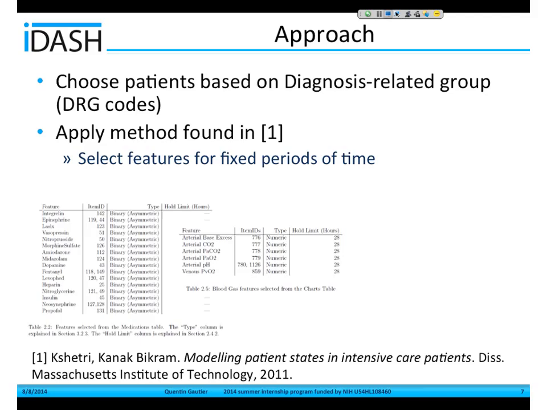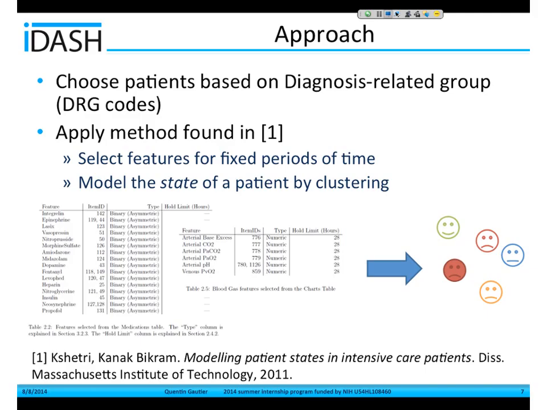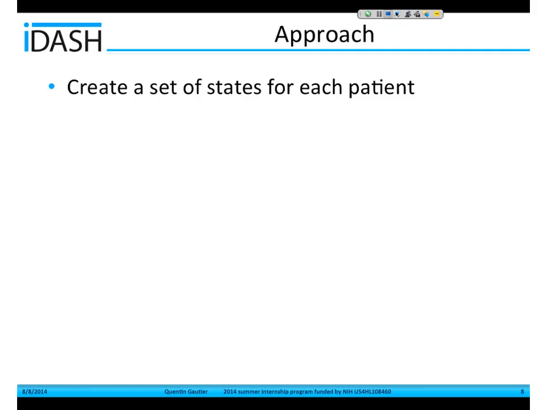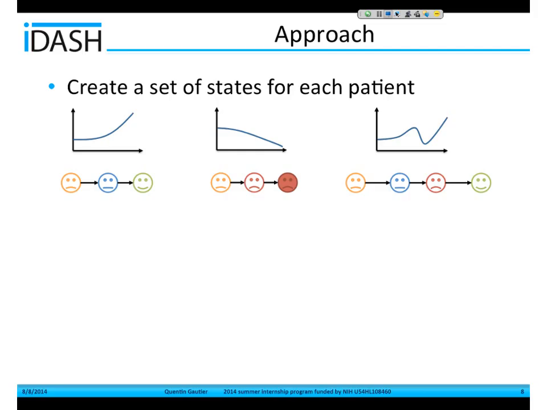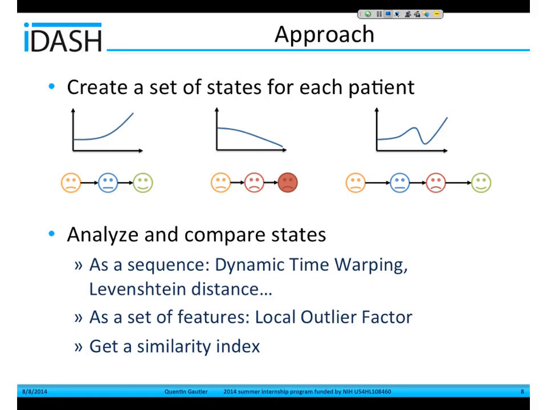And so we would extract all these features at different points of time and then apply a clustering algorithm so that we would get a small number of different patient states. And then each patient will have a set of states. So as an example, from these ideal cases that I presented at first, each one will be represented by a sequence of states, a patient moving from one state to another. And hopefully the outliers would be represented by a very unusual sequence of states.